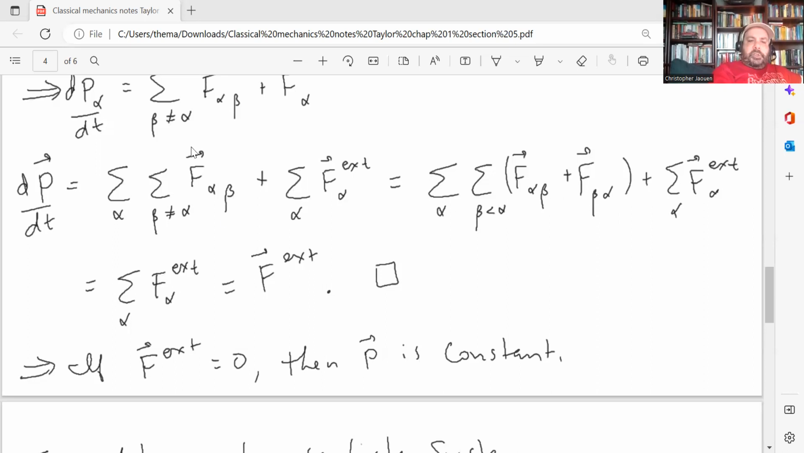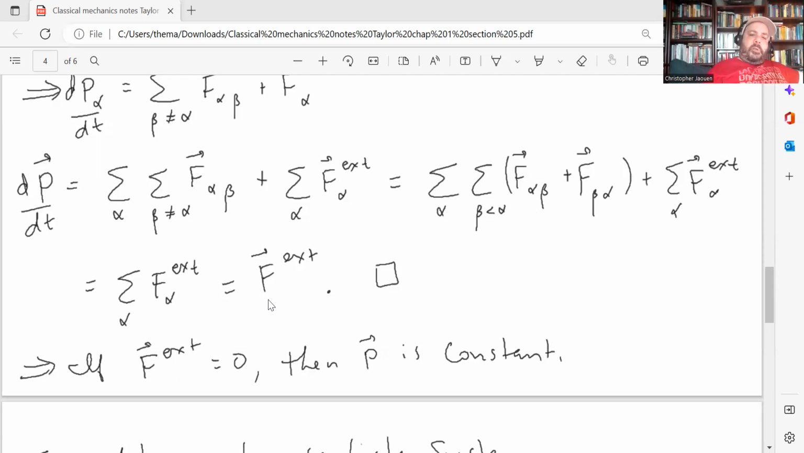So here you can rearrange this first sum like this: sum over alpha, sum over beta less than alpha, F alpha beta plus F beta alpha. Notice by Newton's third law, these all sum to zero. Plus the sum of the external forces here. Since this is a sum of zeros, the whole thing is equal to zero. So you're left with just the sum of the external forces on each of the particles, and that's the total external force on the system.